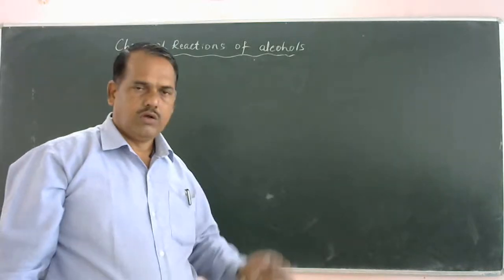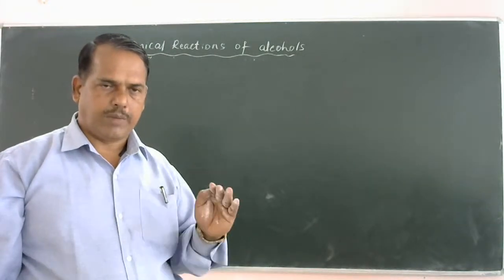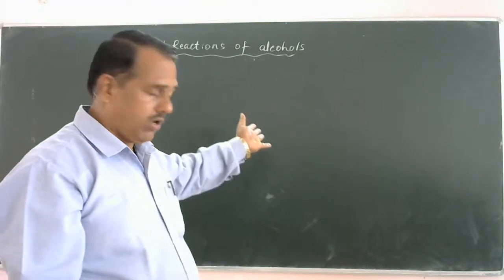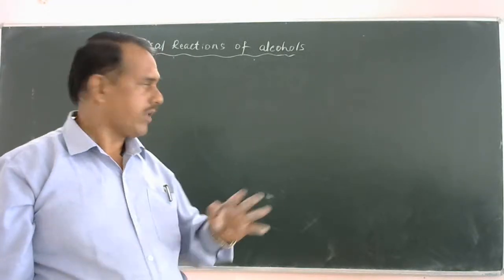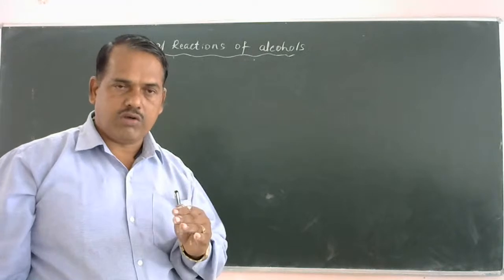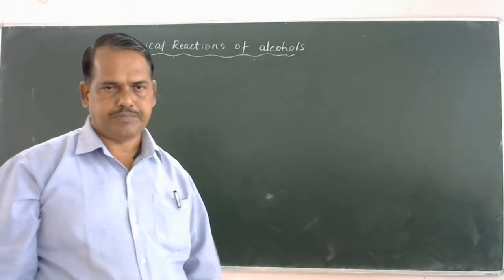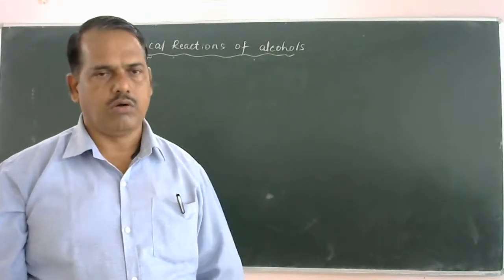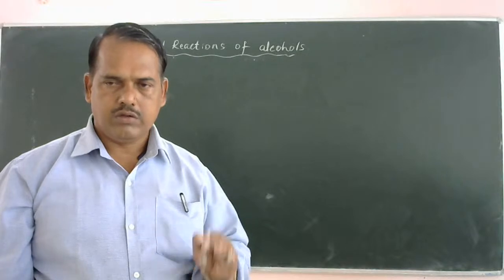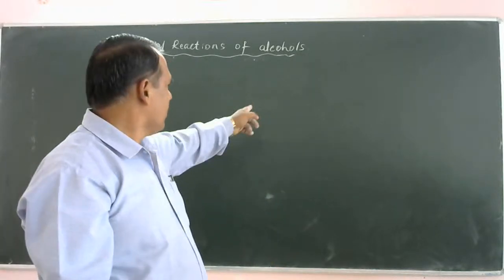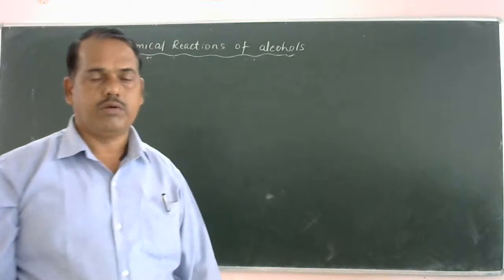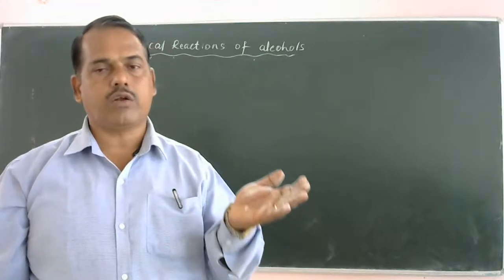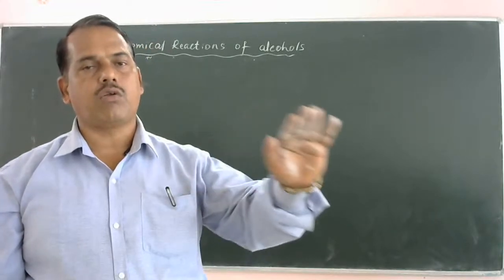Then we compare the stability of phenol and phenoxide ion. Phenoxide ion is more stable than phenol. Then again, study the comparison of acidity of phenol in the presence of electron withdrawing as well as electron donating groups.